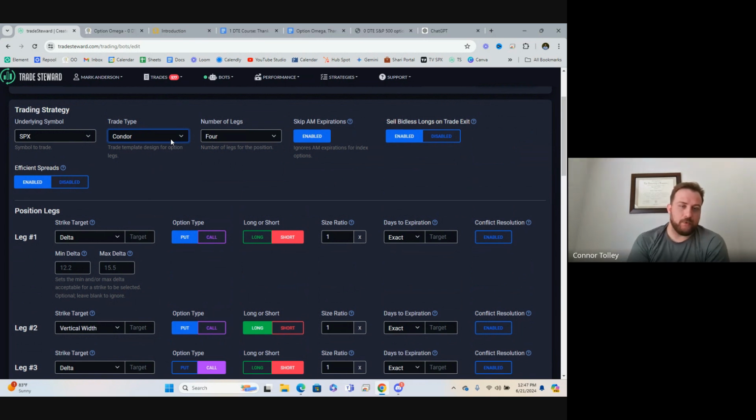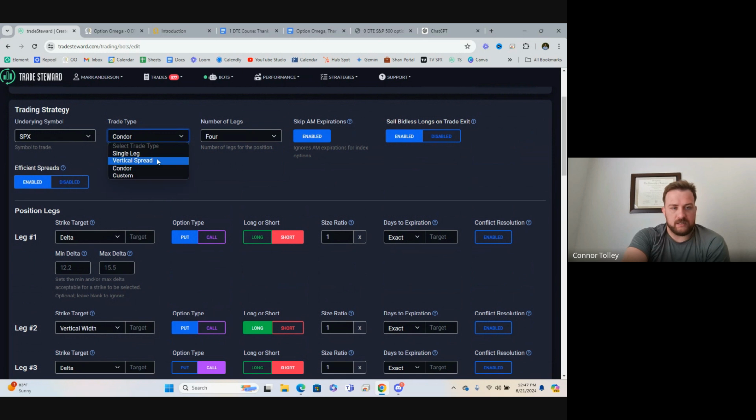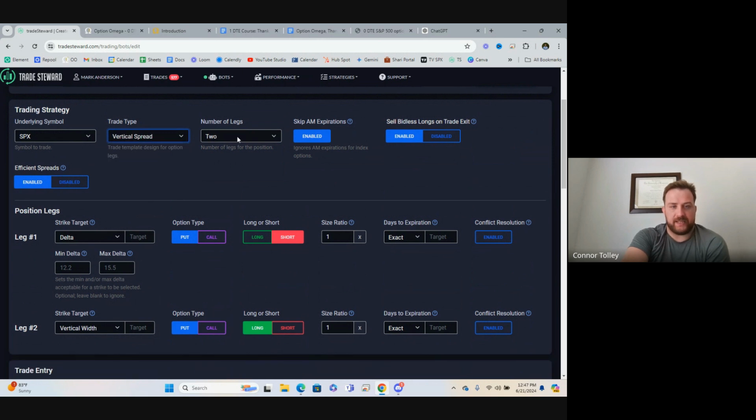So on the trade type, what do I trade then? Is it a vertical spread or is it a custom then? It's 2 vertical spreads. All right. How do I make it to where it's 2? Do I just do 4 legs or no?